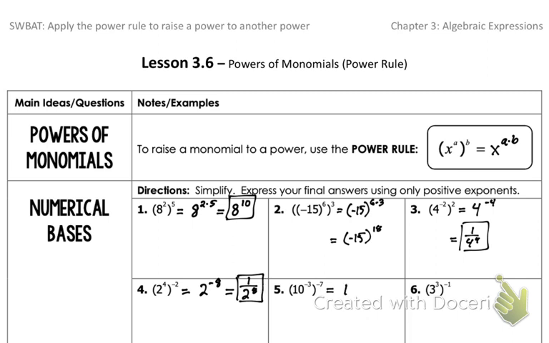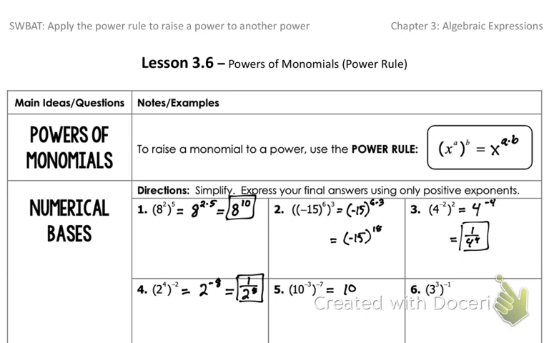All right. I have 10 to the negative 3 to the negative 7. I want that to be simplified. What's that going to simplify to, that power? Someone new, someone I haven't called on. Yeah. 10 to the power of 21.